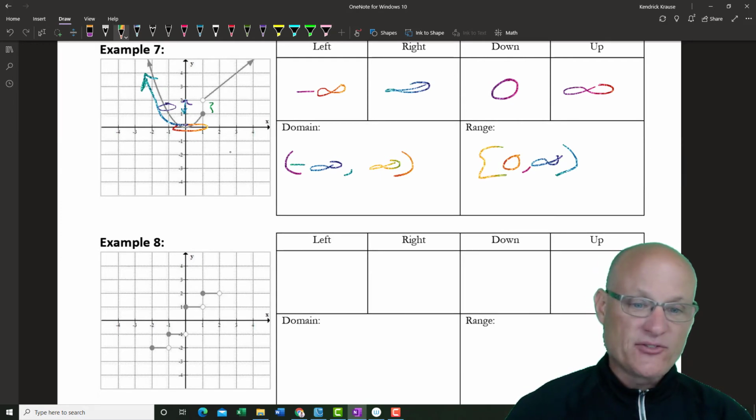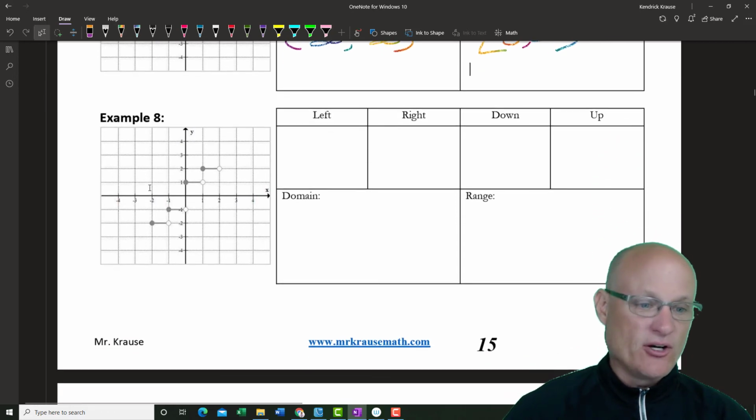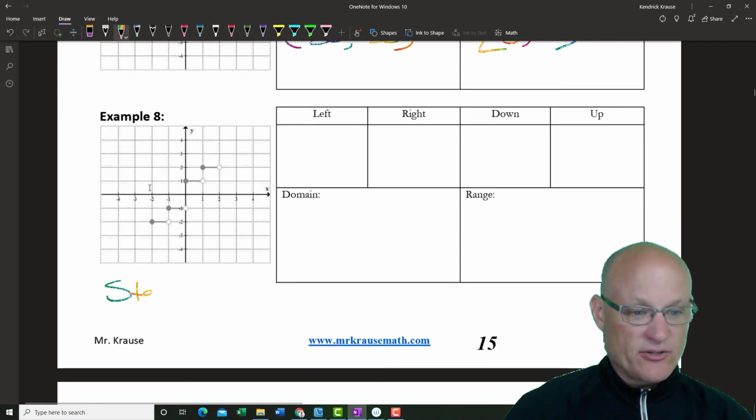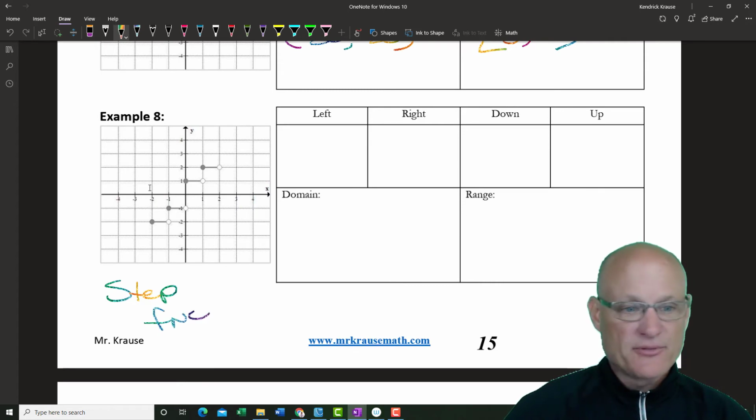graph. Now this is called a step function, just so you know. It's called a step function. It should be obvious why we call this a step function. Looks like steps.